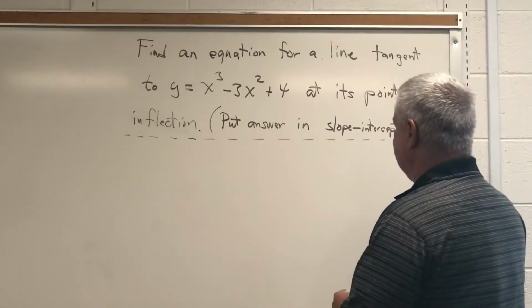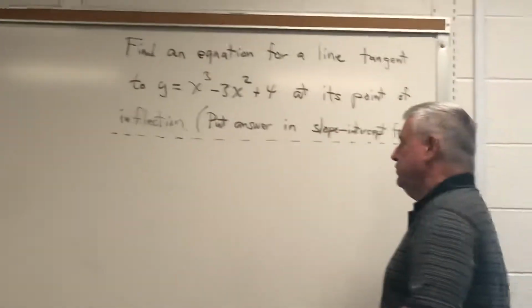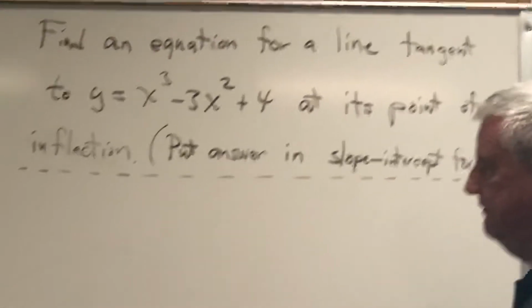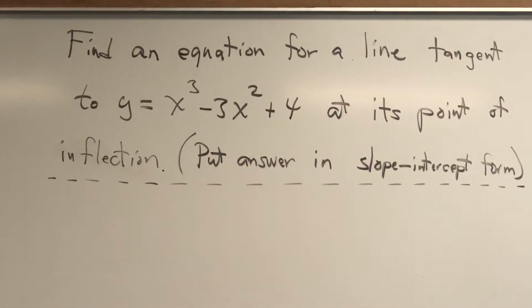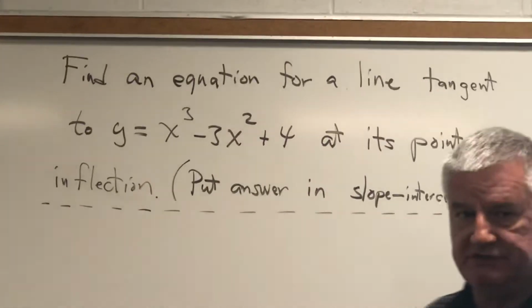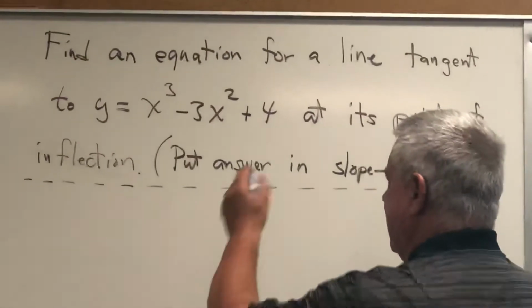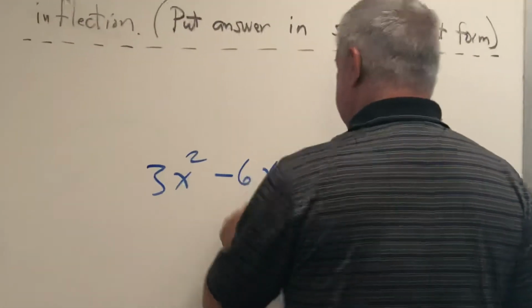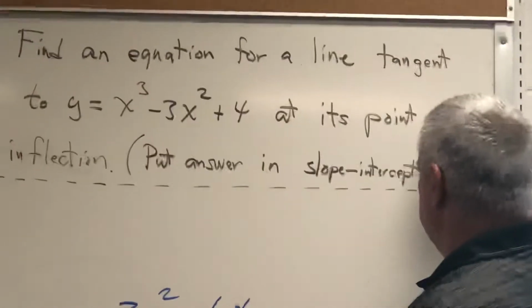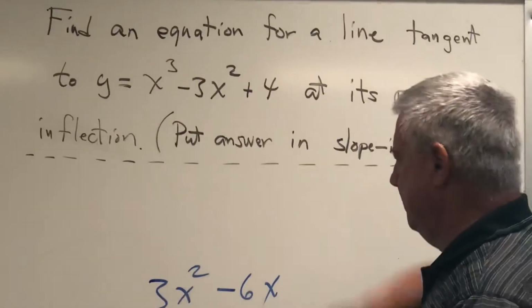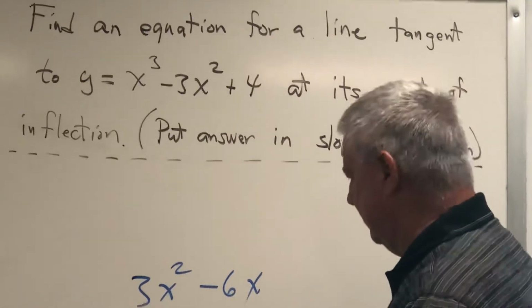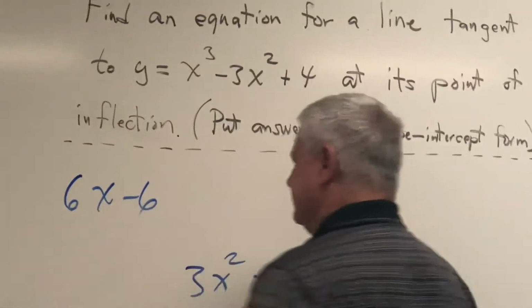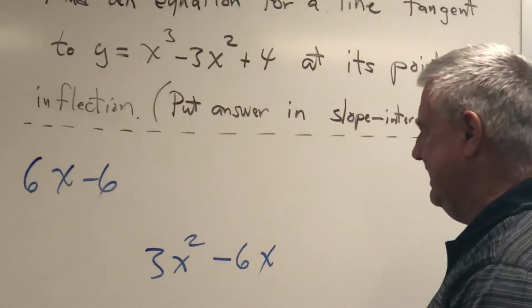Find an equation for a line tangent to y is equal to x cubed minus 3x squared plus 4 at its point of inflection. All right, and then when you get done, put your answer in slope-intercept form. Okay, so the first thing I got to do is take the derivative of this. That'll be 3x squared minus 6x. All right, I got to do something with point of inflection. So I actually need to take the second derivative, which will be the derivative of this, which is, let's see, 6x minus 6.